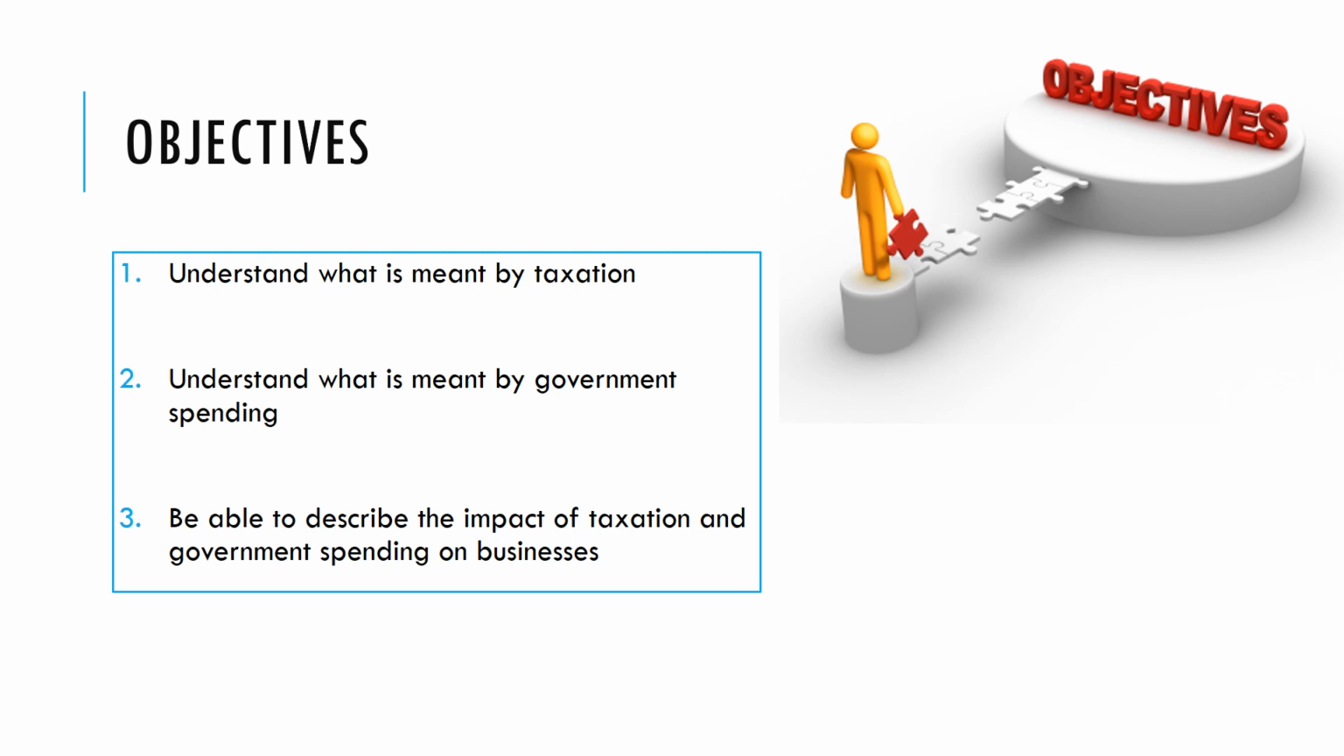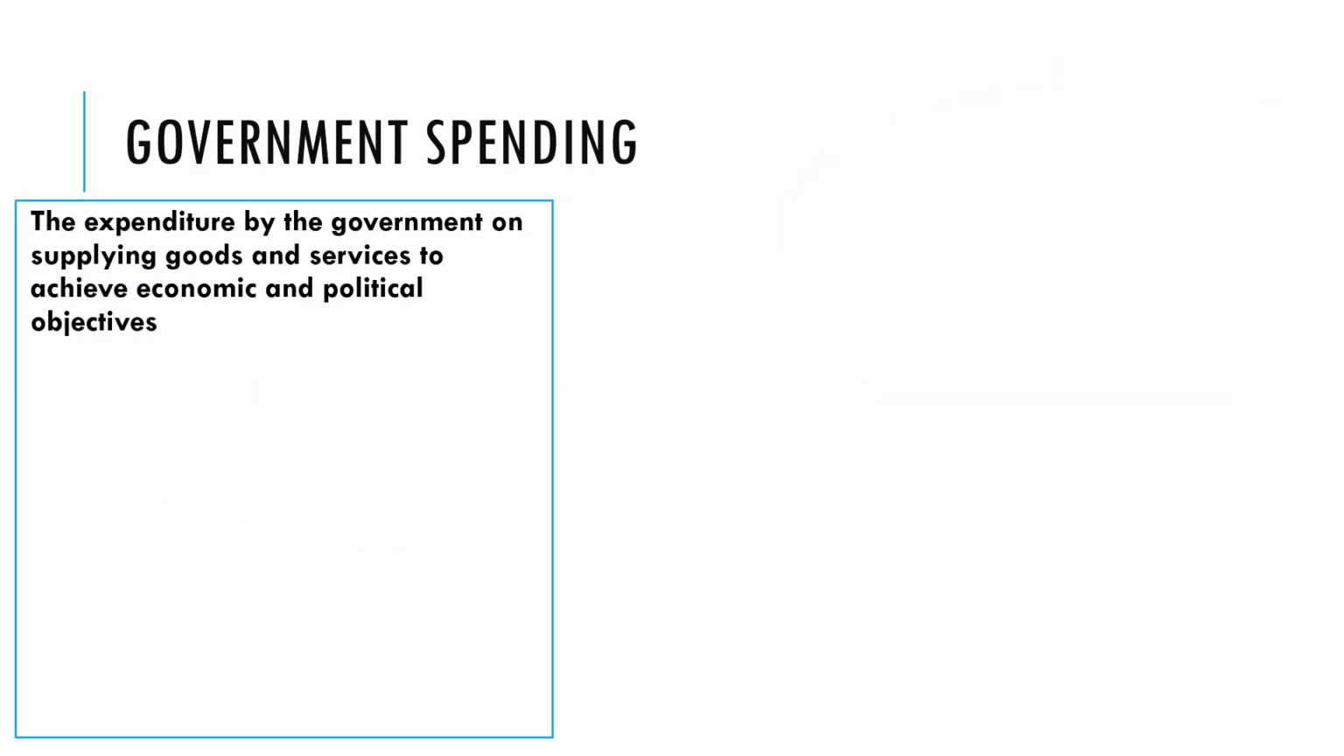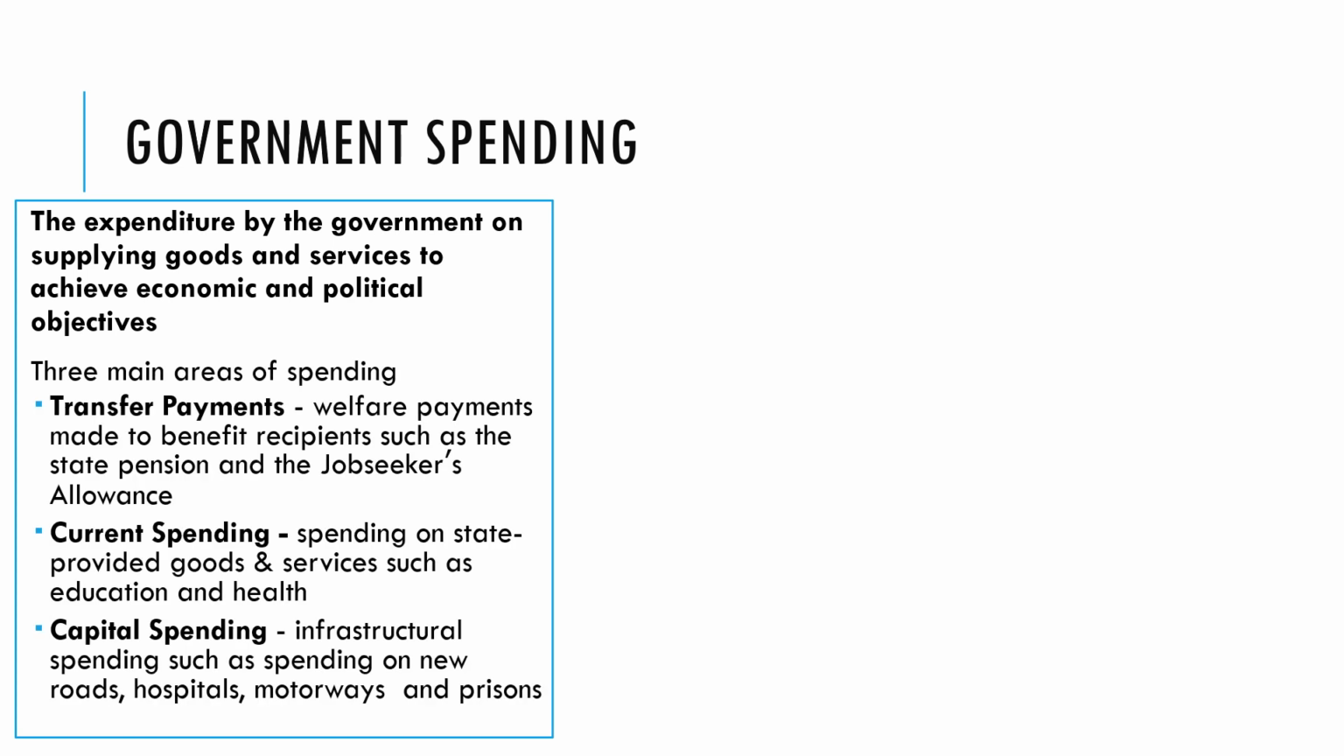Now let's go on and look at what is meant by government spending. Government spending is the expenditure by the government supplying goods and service to achieve economic and political objectives. And there are three main areas of spending that a government do. The first one is transfer payments, and these are welfare payments made to benefit recipients such as the state pension or the job seekers allowance.